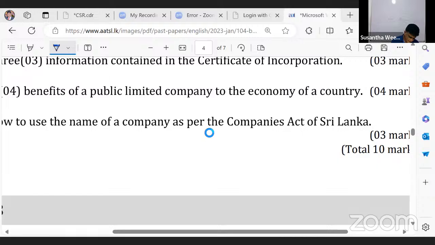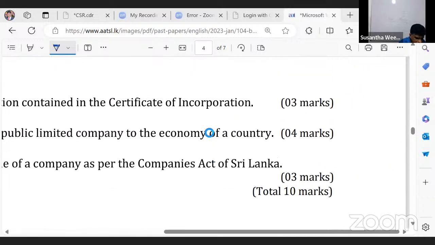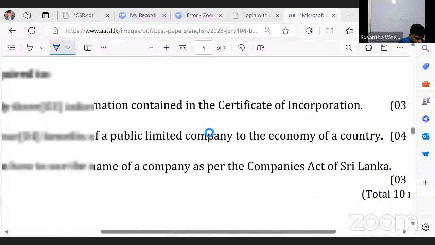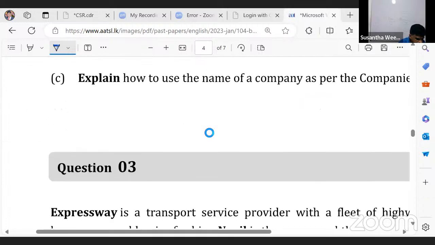Another thing is they are supposed to indicate the liability, that is limited, LTD. If it is a public company, that is PLC. If it is a private company, PVT LTD, right? These are the requirements of the Companies Act when naming the company, right? Total marks 10, 3, 3, 4, right? That is a very easy question.